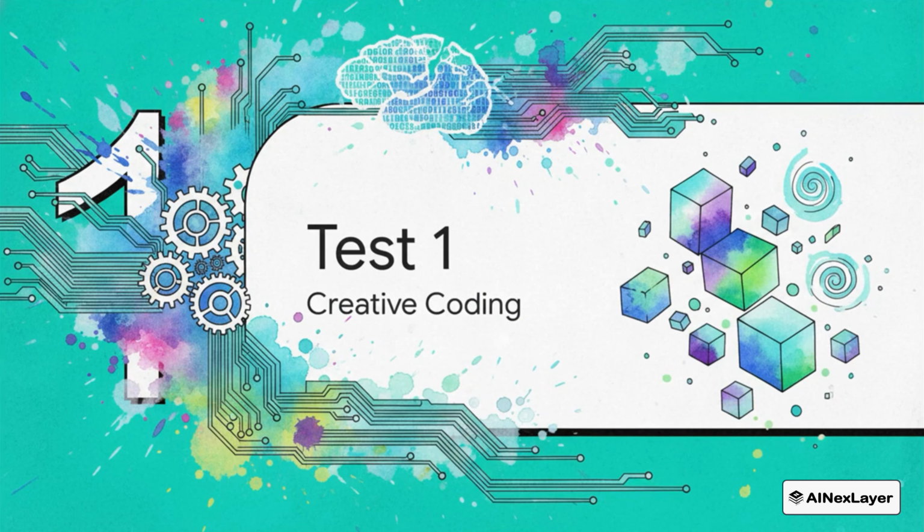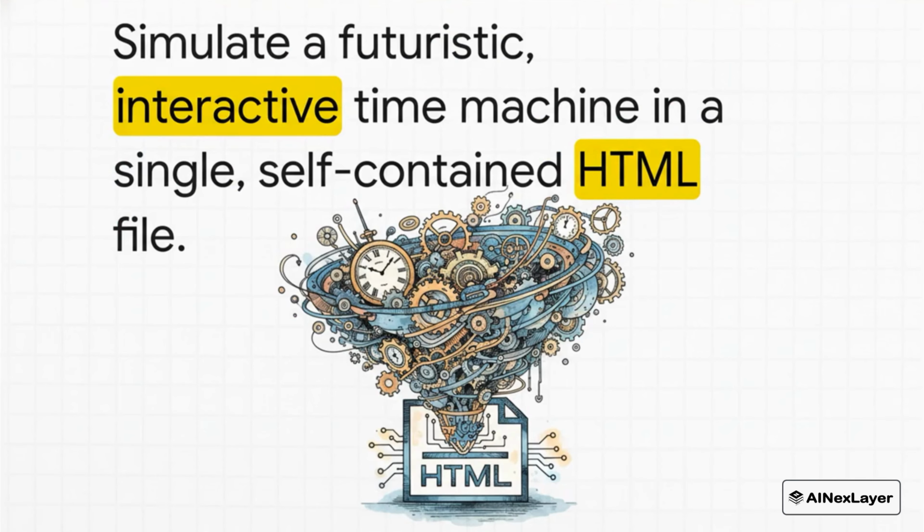For our first test, we're not pulling any punches. We're throwing a creative coding challenge right at it, because we want to see if this is just a fancy calculator or if it actually has some imagination. So here's what we asked it to do. Simulate a futuristic, interactive time machine. And here's the kicker. It had to do it all in a single, self-contained HTML file. No help from outside libraries, no easy shortcuts, just pure, raw code.